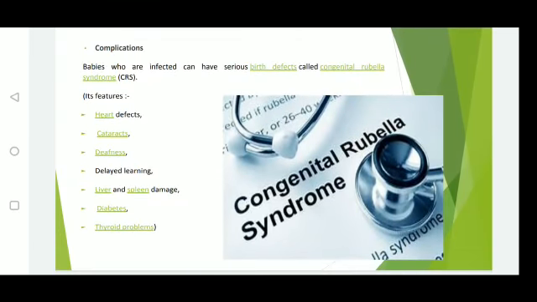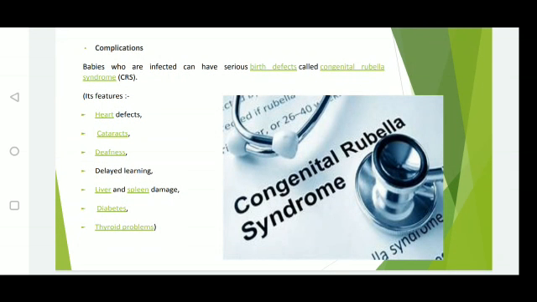Then complication. I have told it is very risky in the first trimester of pregnancy. Even if the mother has rubella, the uteroplacental route means the baby will get the rubella. Once the baby is born with a birth defect because the mother had rubella, we call it congenital rubella syndrome.